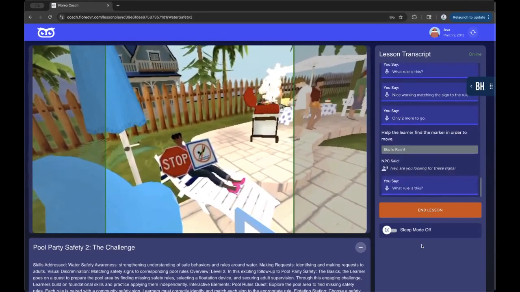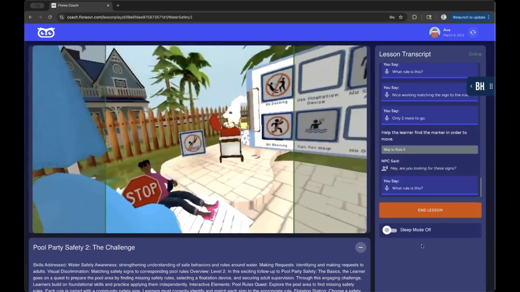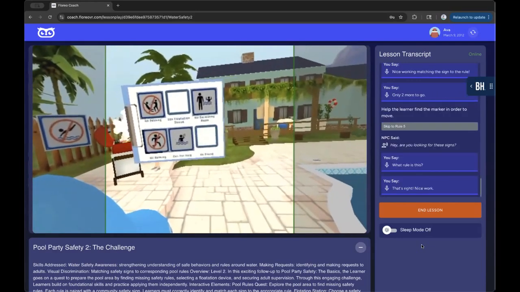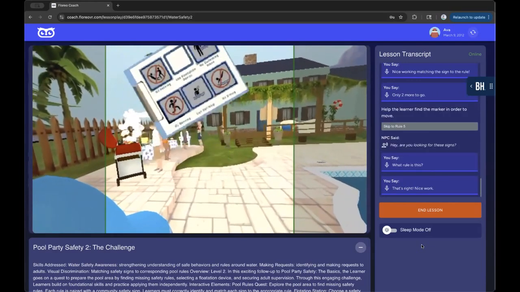See. Nice looking, Heather. What rule is this? This one is definitely the no diving this time. That is no diving. Great work.